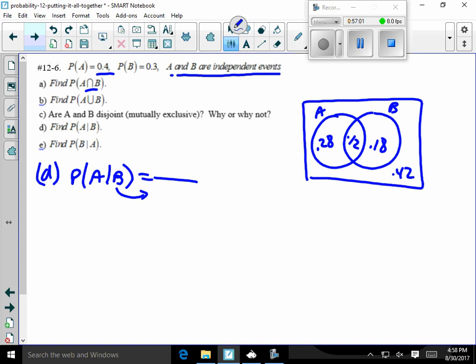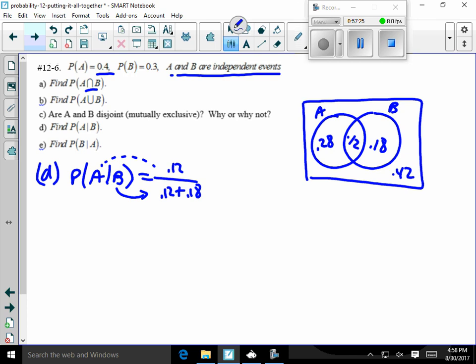So now I could find these conditional probabilities. The probability of A given B. Well, B represents being in the B circle, right? So the B circle would be 0.12 plus 0.18. Those are the total probabilities of being in B. And then the portion of that that's in A is just the overlap part, the 0.12. That's in B, but it's also in A, right?